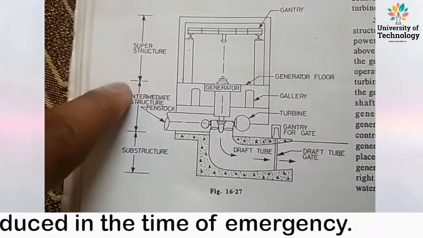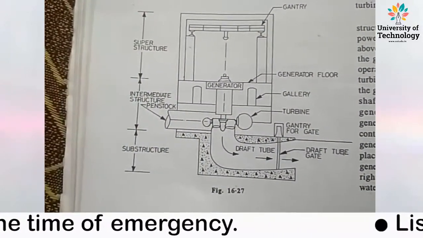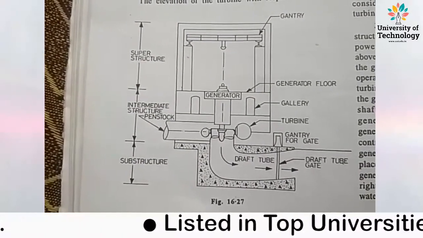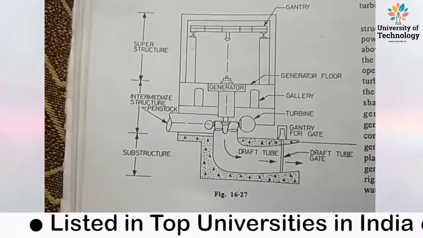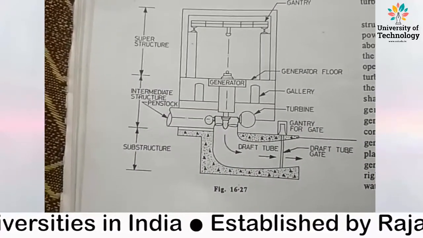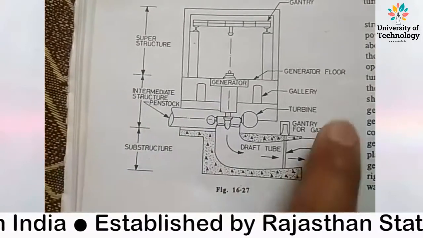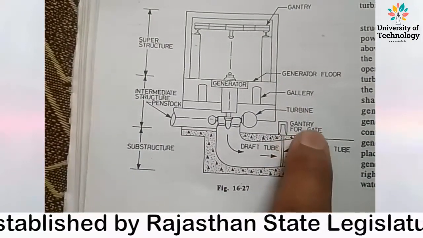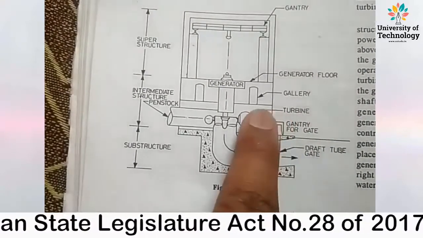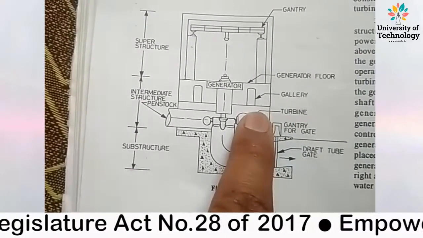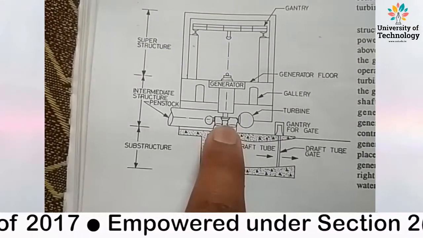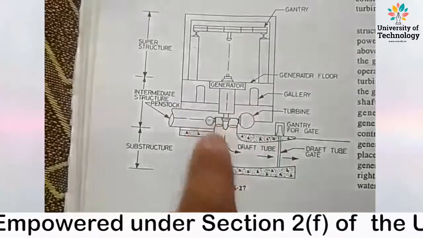The second part is the intermediate structure. The turbine including its casing, gate walls, and house walls lie in the intermediate structure. You can see here the gallery is also there, and a gantry for the gate. The governor is also here, and the gate wall is also here. These are the intermediate structure.